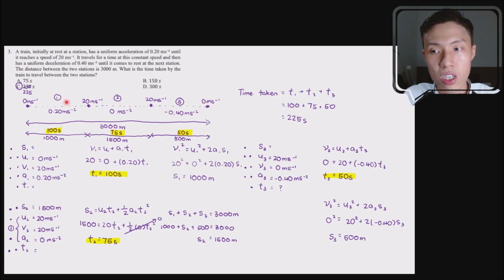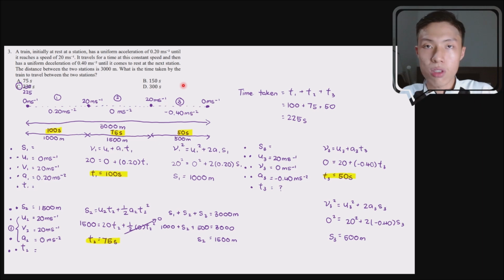Then for each portion of the journey, I determine the SUVAT. Then based on what I have and what I don't have, I use the appropriate equation to get the value that I want. So it is always a systematic process. You always need to visualize the situation first, then analyze it portion by portion. First, you analyze the first portion of the journey, second portion, then third portion, step by step. So that's how you solve question 3.